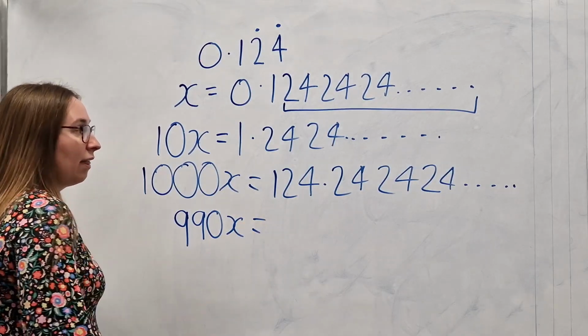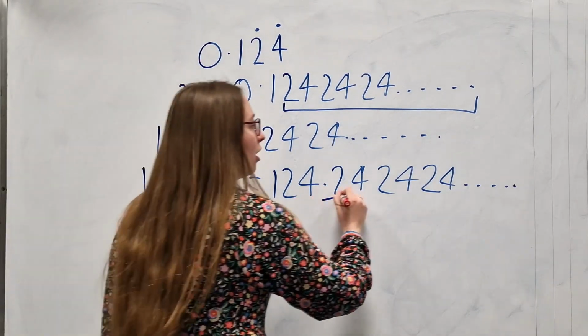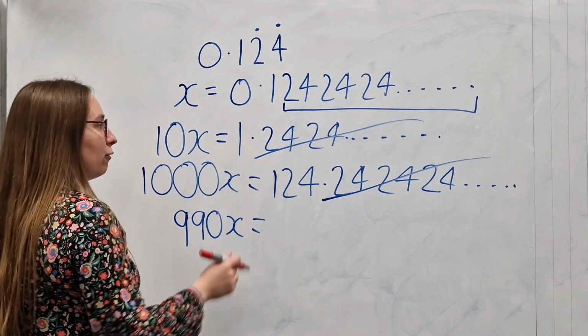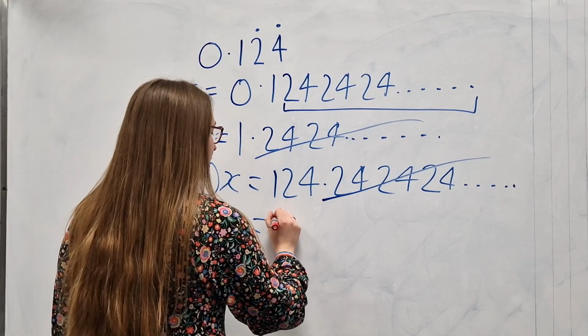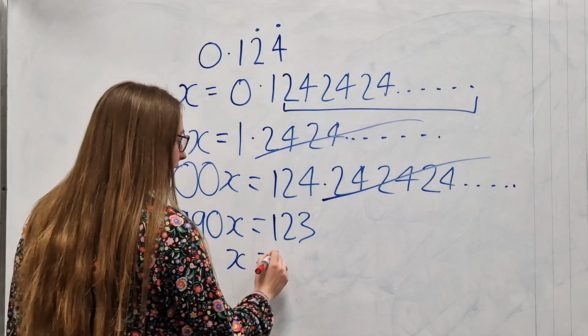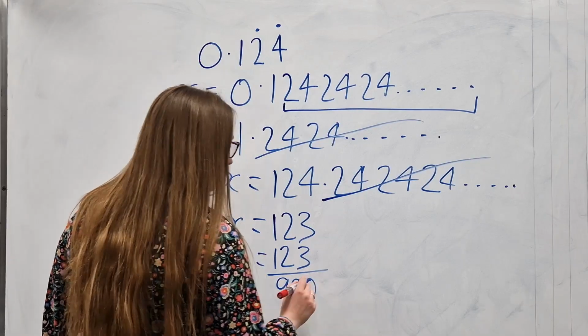990x. And then, if I do this number take away that number, the recurring bit just cancels out, which is what I wanted. And then I have 124 take away 1, which is 123. And then here you just rearrange, so x equals 123 over 990.